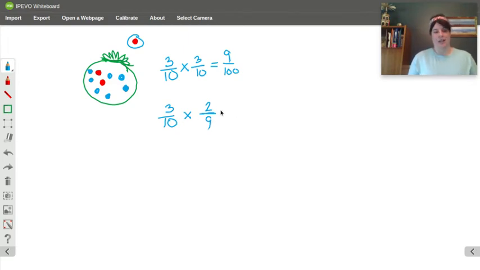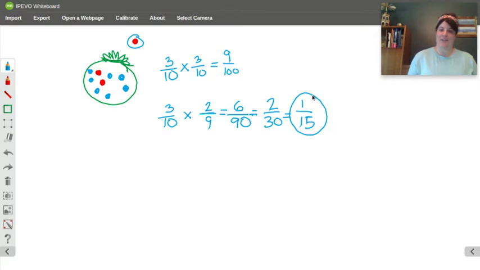So let's calculate out this one. So 3 times 2 is 6. 10 times 9 is 90. And I believe that will reduce down to 1. Well, we're just going to do it the old-fashioned way. So I'm going to divide both by 3. So 6 divided by 3 is 2. 90 divided by 3 is 30. We're going to reduce that one more time. 2 divided by 2 is 1. 30 divided by 2 is 15. So 1 out of 15.